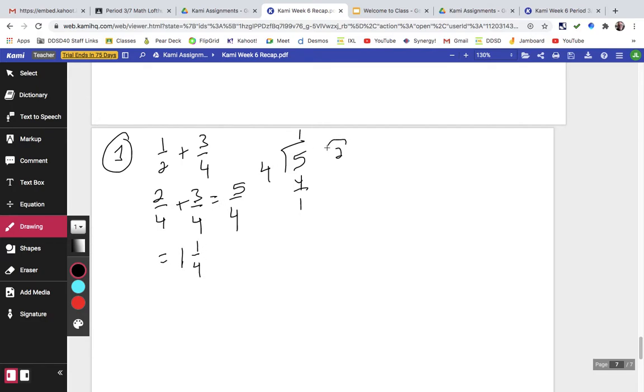Problem number 2 was 7/8 plus 1/4. That's 7/8 plus, and we'll double this to 8, so we'll double the numerator to 2. So that's 9/8. 8 goes into 9 once with 1 left over.